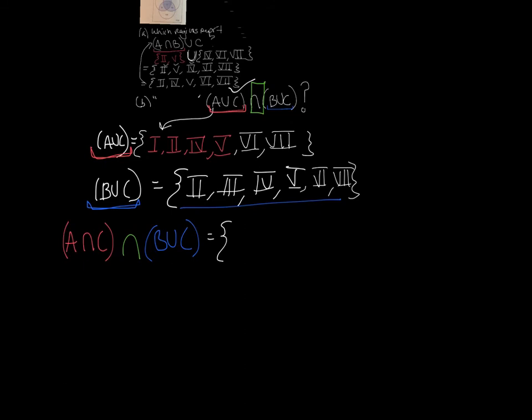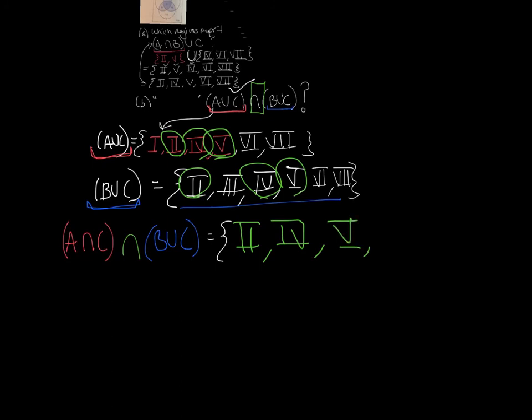Okay. Let's see. 1, no, 2 is in common. What else? 4 is in common. No 5s. Oh, yes, there is a 5. 5 is in common. 6 and 7. So 6 and 7, right? 6 is right there, 7 is right there. And that's it for parts A and B.